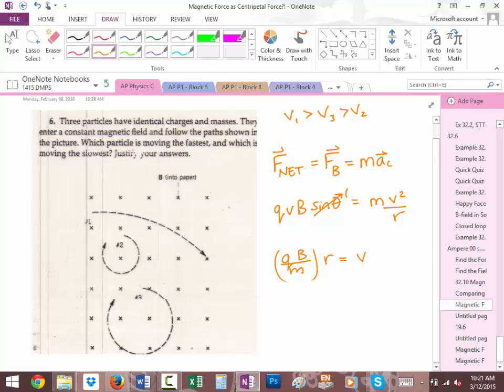So the bigger the radius, the bigger the velocity. Okay? So were you right or wrong? You were correct. Trust your gut instinct always. Is that all right? Okay. So we use this a lot.